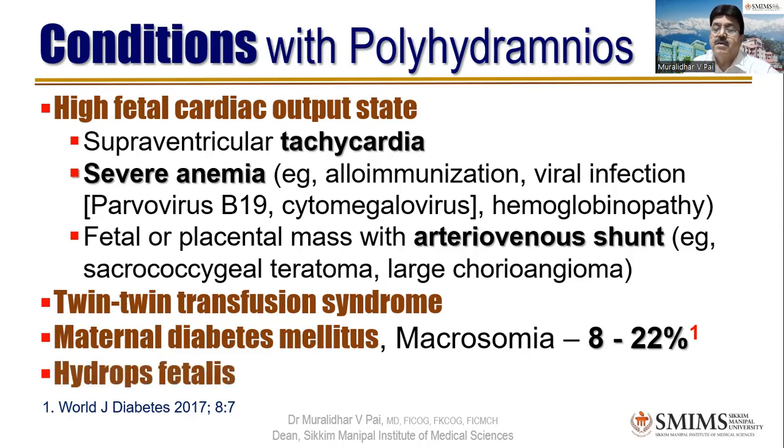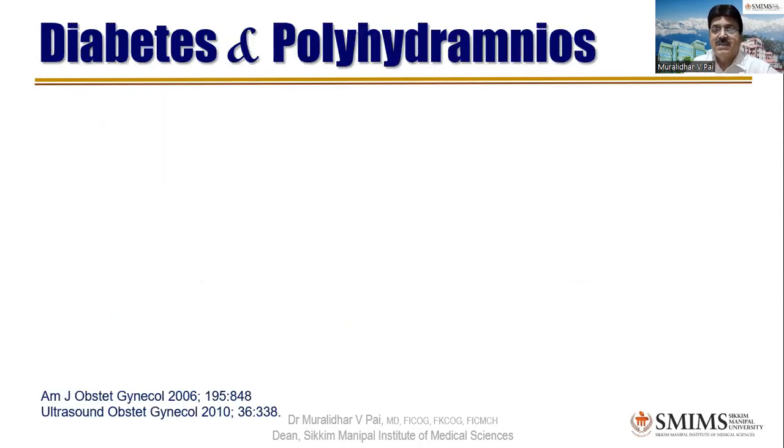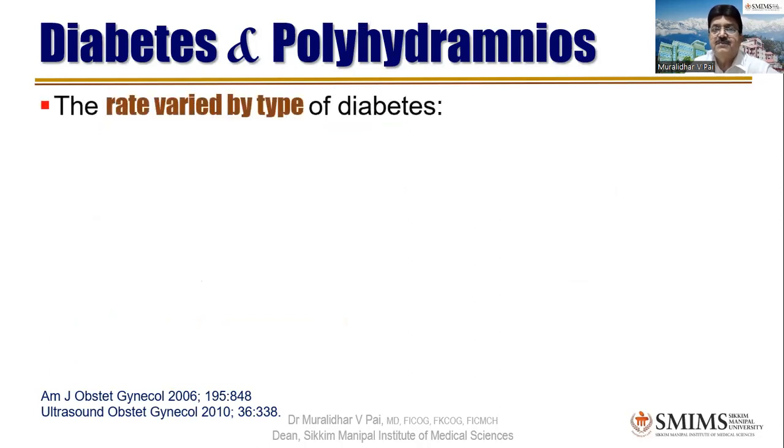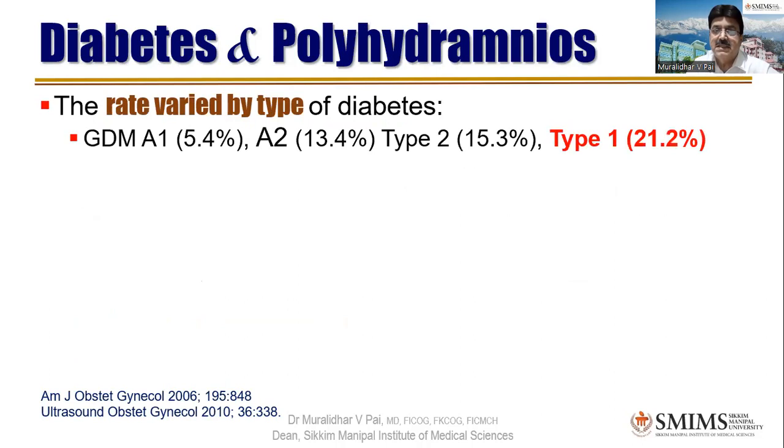Then finally, hydrops fetalis, due to any reason, whether it is Rh immunization or non-immunological hydrops fetalis, there is a tendency for polyhydramnios. Basically, there are some cardiac output problems or neurological problems or any structural anomalies in the fetus. I was telling you, not all diabetic conditions will have a uniform rate of polyhydramnios. As you can see in this slide, the rate varied by the type of diabetes. If it is GDM A1, that is fasting less than 105, the incidence is very low, 5.4 only.